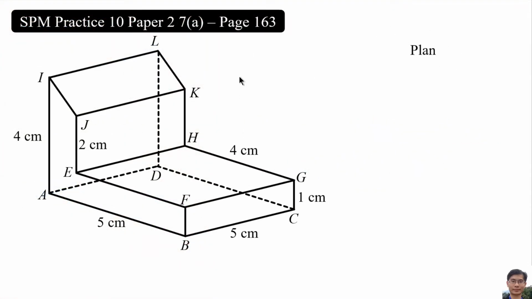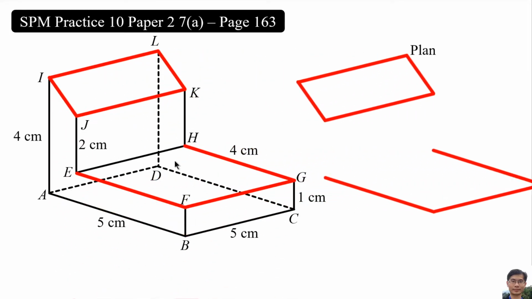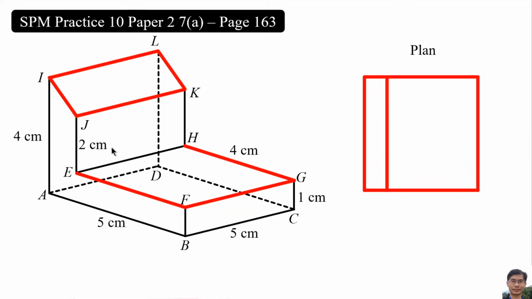Length means see from above. So we see this rectangle and this rectangle. These two rectangles are flattened to become A, B, C, D. So the size of this square is 5 cm by 5 cm. The length of this horizontal line is 4 cm.